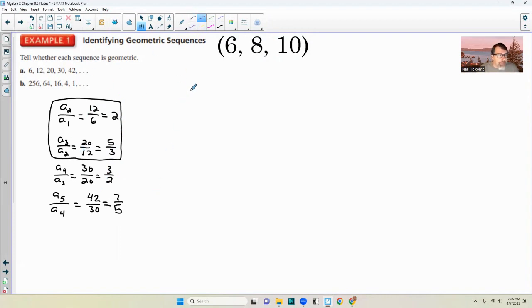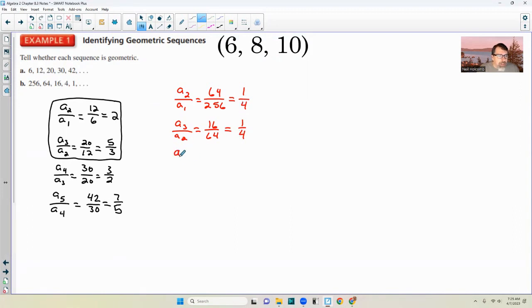Now let's take a look at B. So a sub 2 over a sub 1 equals 64 divided by 256. Okay, well, 64 is a factor of 256. 64 times 2 is 128. 64 times 4 is 256. So it's 1 over 4. Then I do a sub 3 divided by a sub 2. Well, that is 16 over 64. And lo and behold, 16 times 4 is 64. So that's 1/4 again. So far, this looks like it's a geometric sequence.